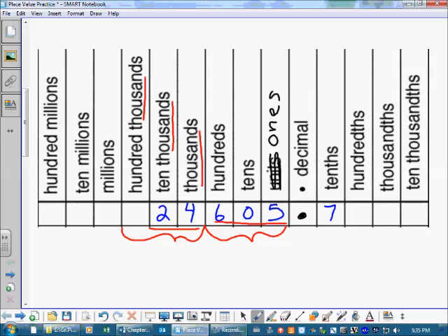And here's something new. When we read a decimal, this one right here, we say "and." That's the only place we say "and." So like right here, we wouldn't say "six hundred and five." That's actually incorrect. Just say 605. The only time we use the word "and" is when we're reading the decimal. So 24,605 and 7. And what place are we in? Tenths. Remember to say the "th" on the end. So that's 7/10.